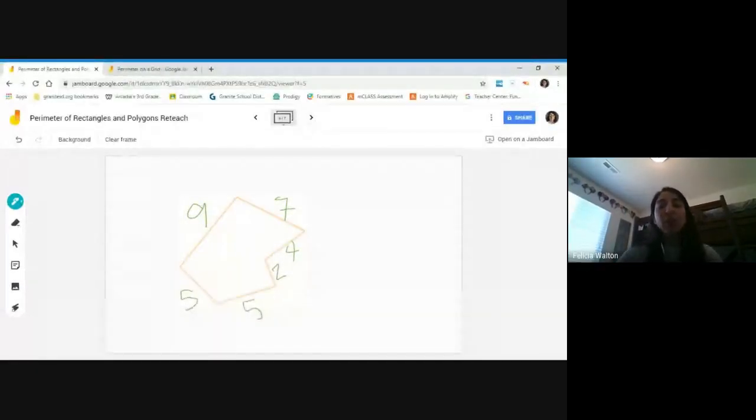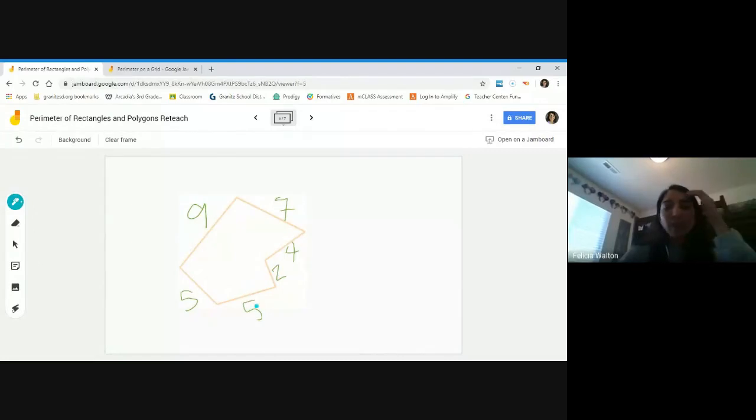So this is also a polygon. It doesn't look like a rectangle. It doesn't look like a square, but it's a closed shape that has sides. So you just have to make sure you add up every single number you see here. And it might help you to get a piece of paper and draw it out, so you can make a check mark as you go. And I'll show you how I do that here.